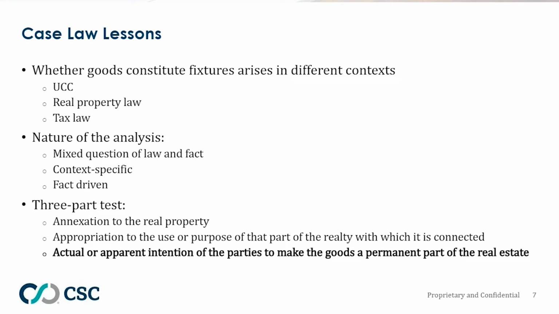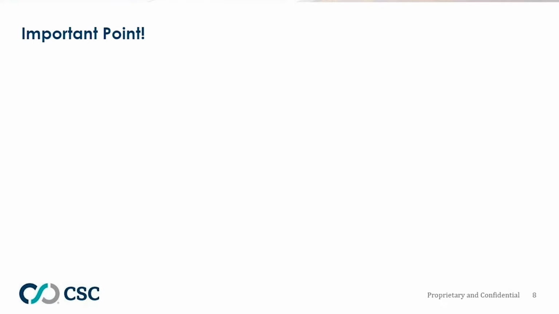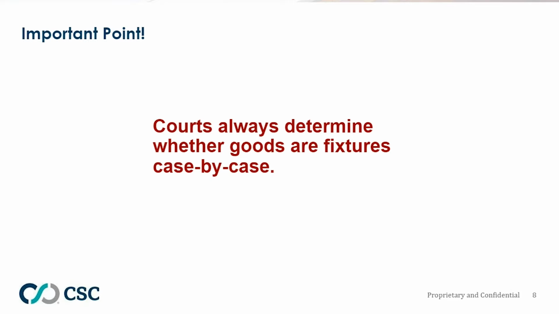But the most important thing to remember about all this is that the courts are going to determine whether goods are fixtures on a case-by-case basis, and that's always going to be after it's too late to do anything about it. That's why it's important to perfect the security interest properly up front, so it doesn't matter which way the courts find. In fact, if there's any question, and there usually is some sort of question as to whether goods could be fixtures or not, it's always a good idea to perfect both as if they're fixtures and as if they are not fixtures.